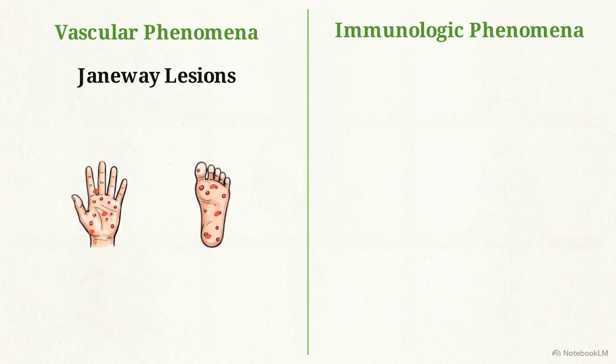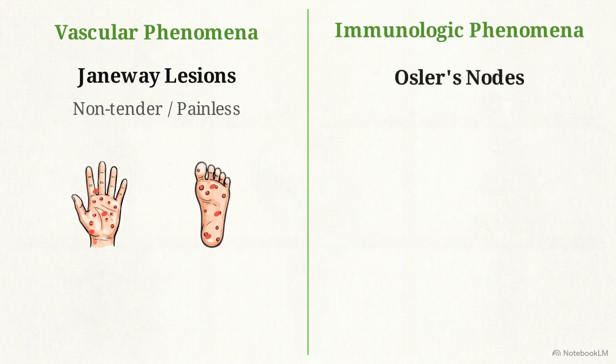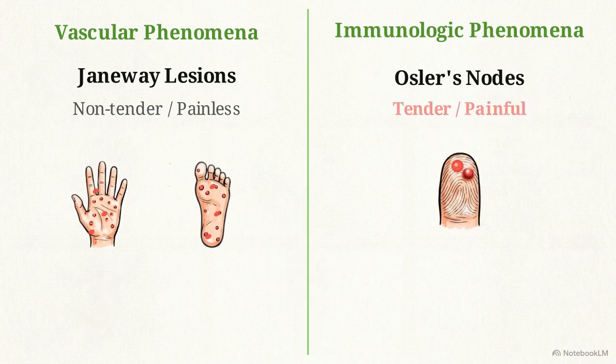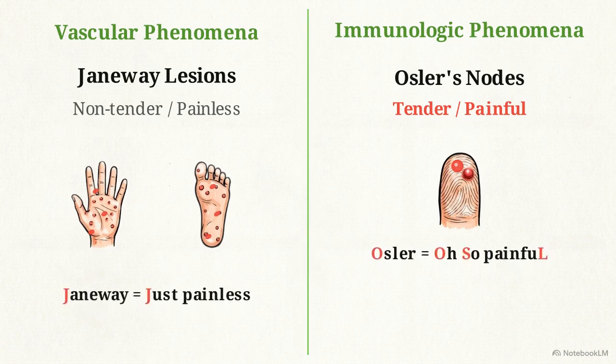On the left side of the screen are vascular phenomena. This includes Janeway lesions. These are septic emboli, small pieces of infected debris that lodge in the palms and soles. Because they damage tissue without triggering a massive local immune response, they are completely painless. Contrast that with the right side, immunologic phenomena. Here we place Osler's nodes. These are immune complex depositions that form raised, tender nodules on the fleshy finger pulps.